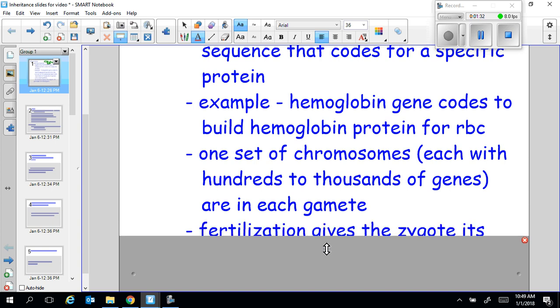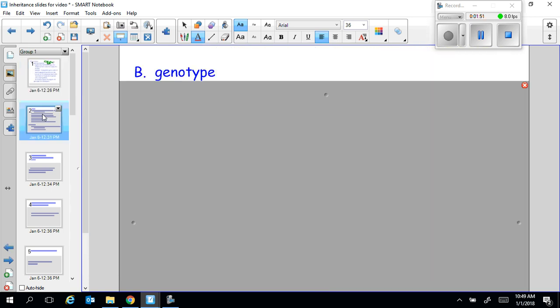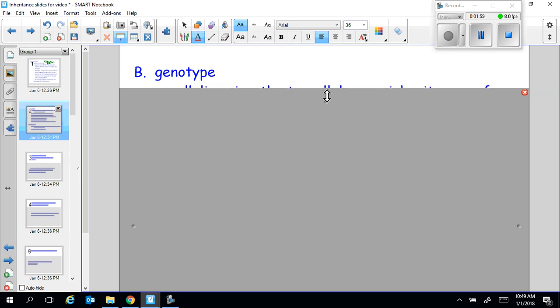So I have a lot of vocab in here. Fertilization, the fusing of the sperm and the egg, is going to give your zygote, your new diploid cell, its genotype. So it will have one of each allele. One came originally in the sperm, one came originally in the egg. All right, here is just a blast of vocab for you. I'm sure that most of it is a refresher, but make sure you really understand each of these.